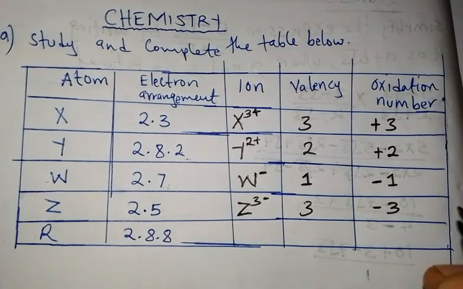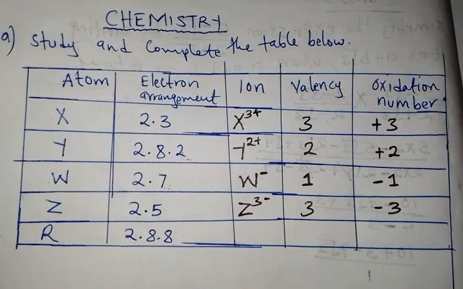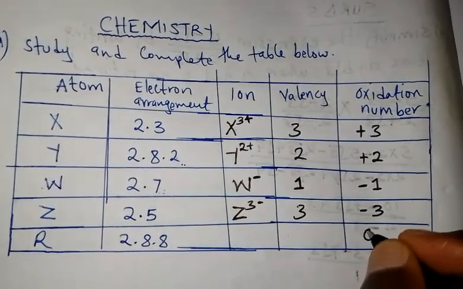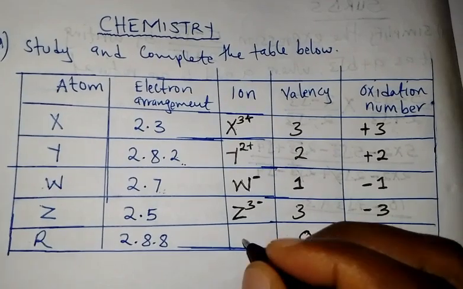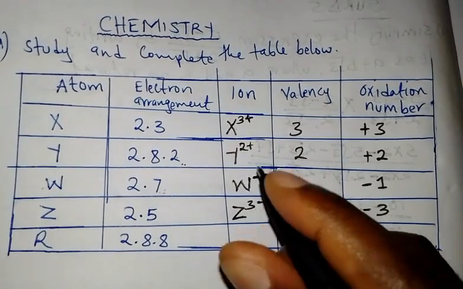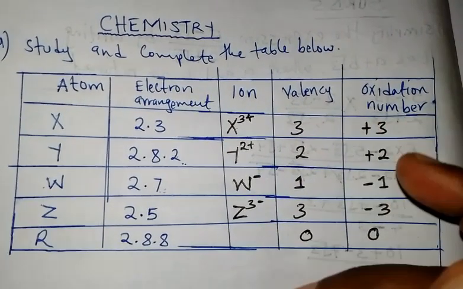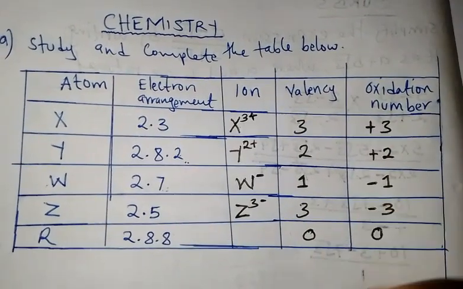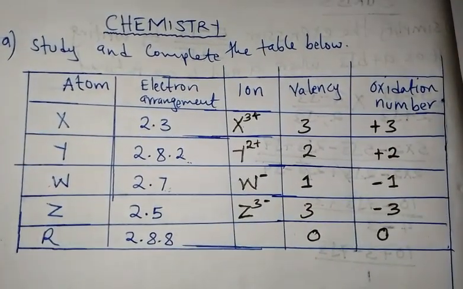The reason being, it did not gain nor lose any electron. So we can have 0 as 0. About the ion, we cannot put 0, but on the valency and oxidation number, we can just put zeros.